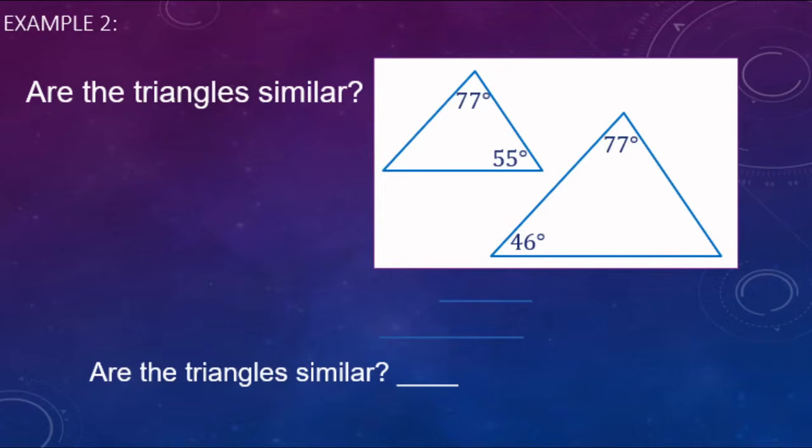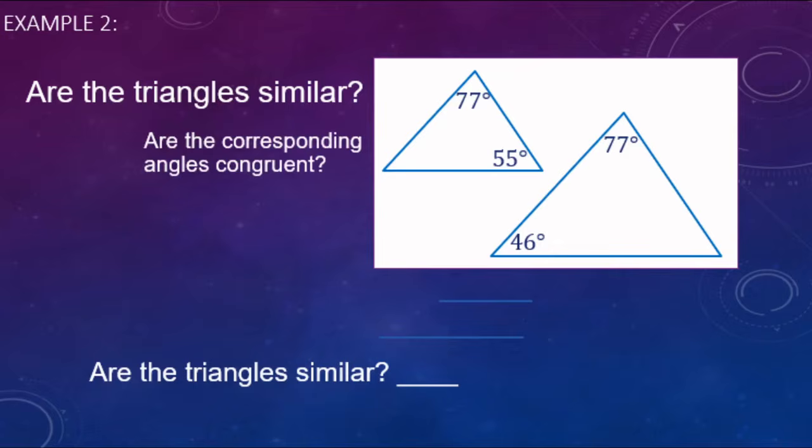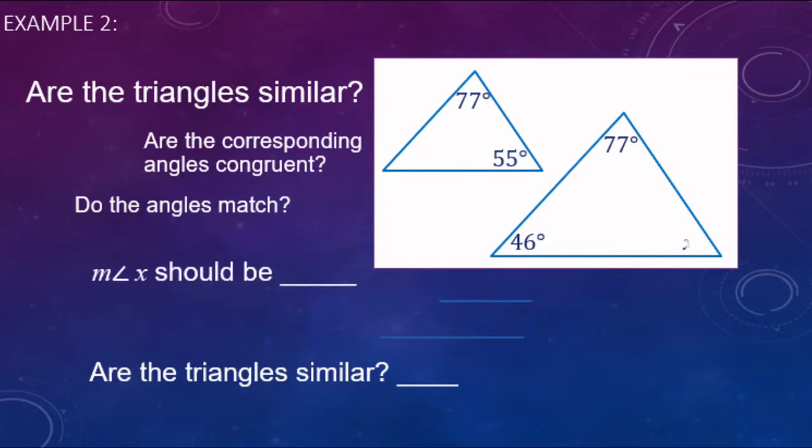All right, so are these two triangles similar? Basically what this question is asking is, are the corresponding angles congruent? So do our angles match up? It's kind of what we're thinking here. So let's just look at this angle right here in the corner. I got it in yellow. If these two triangles are similar, its corresponding angle would be here. These two are corresponding, so X should match. It should have a congruent angle measure. So X should be 55 degrees.